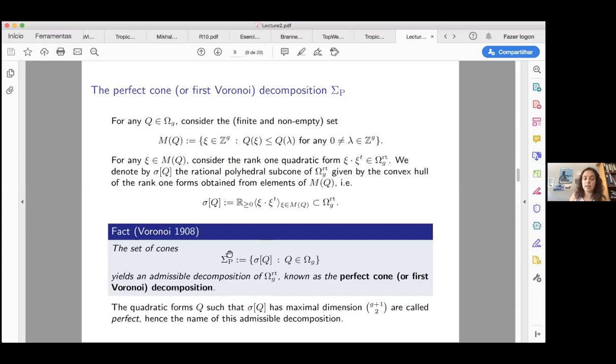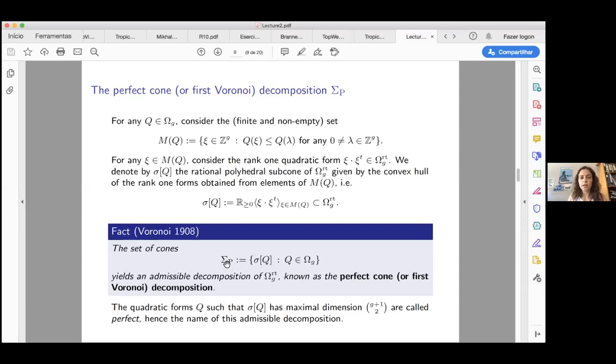And the theorem, due to Voronoi in the beginning of the last century, says that indeed, if we do such a decomposition of Omega_g rational, we do get an admissible decomposition in the sense that I defined earlier. This is known as the perfect cone or first Voronoi decomposition. So we will use the notation Sigma_P for this decomposition. Just a curiosity, the quadratic forms Q such that Sigma_Q has maximal dimension, which is g+1 choose 2, are called perfect, and that's why we call this the perfect cone decomposition.